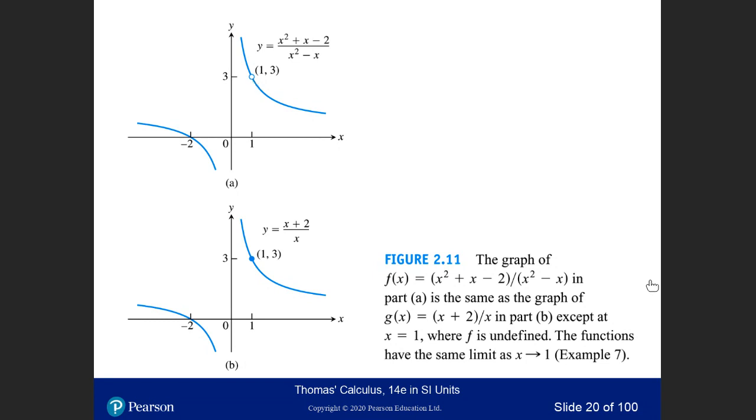After the cancellation of the zero denominator, I am left with this function. Now this function is defined at 1. It has a value 3, which is also the limit of the function. Let's continue.